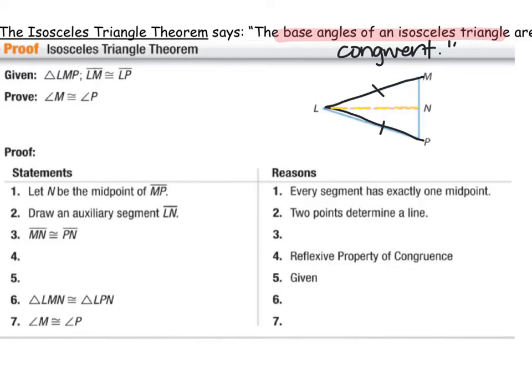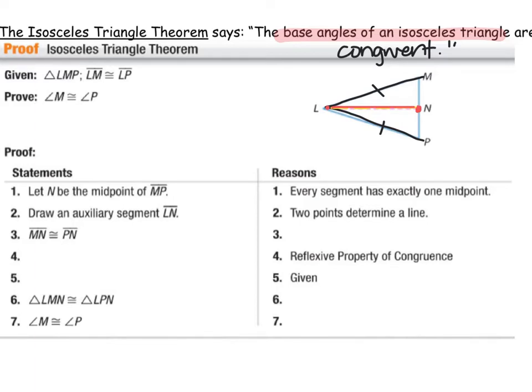So the first thing we're going to do is just draw a midpoint. So we are told, let's let N, this point N here, be the midpoint of side MP. So we know that every segment has a midpoint, a point that is the same distance from each endpoint. So we're letting N be that midpoint. Next, we know that we are allowed to draw this auxiliary segment. So we add this segment LN into our diagram. And because two points determine a line, we're allowed to draw that segment in there.